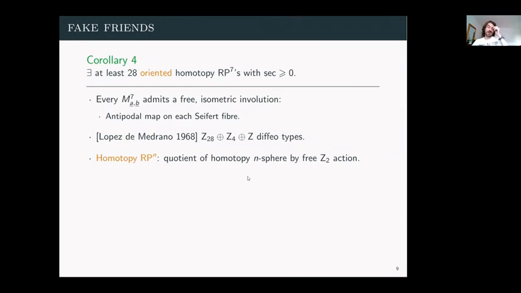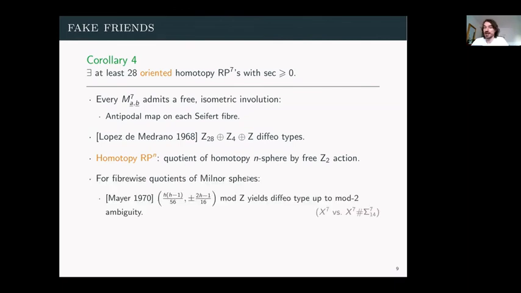Okay, so if we again restrict to homotopy 7-spheres, then these quotients by free involutions are going to be so-called homotopy RP7s. And well, we don't actually know very much about them at all. So for the fiber-wise quotients of the Milnor sphere, so now we're talking just about the S3 bundles over S4 that are homeomorphic to S7, maybe I'll just write that here. This is S3.